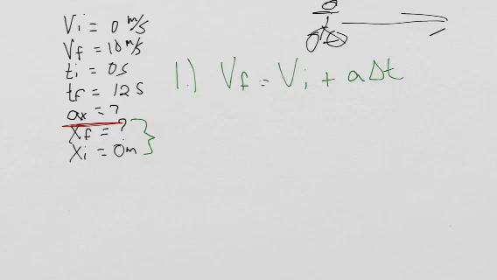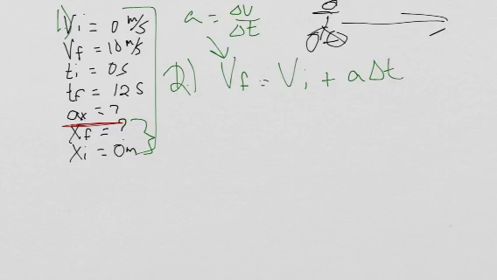Now, you stated, why don't we just use A equals delta V over delta T? Well, that's exactly what we're doing. That's exactly the equation we're using. If we look at this equation, first things first, you must write out the givens. We did this. Next, number 2 here, you must write out the equation you are using. You must show me which equation you are using.